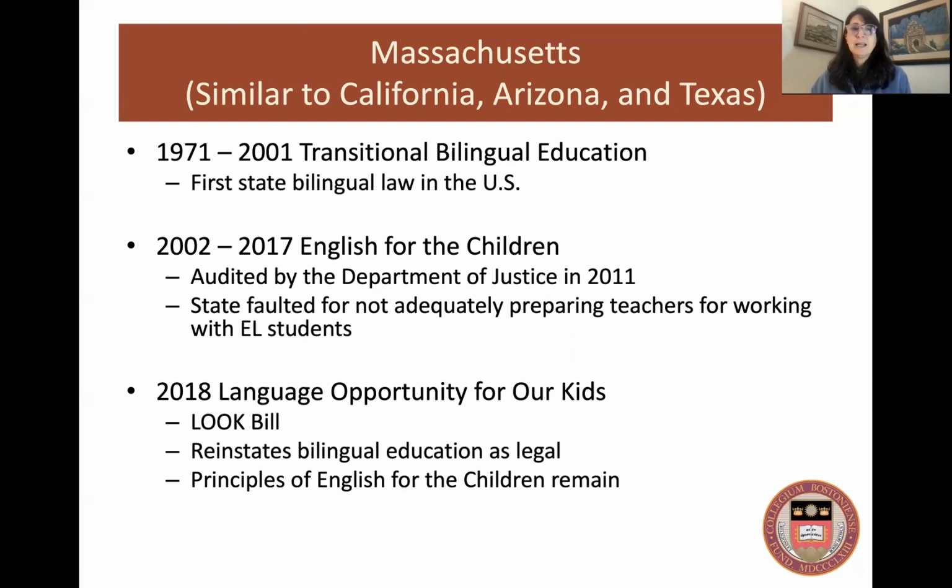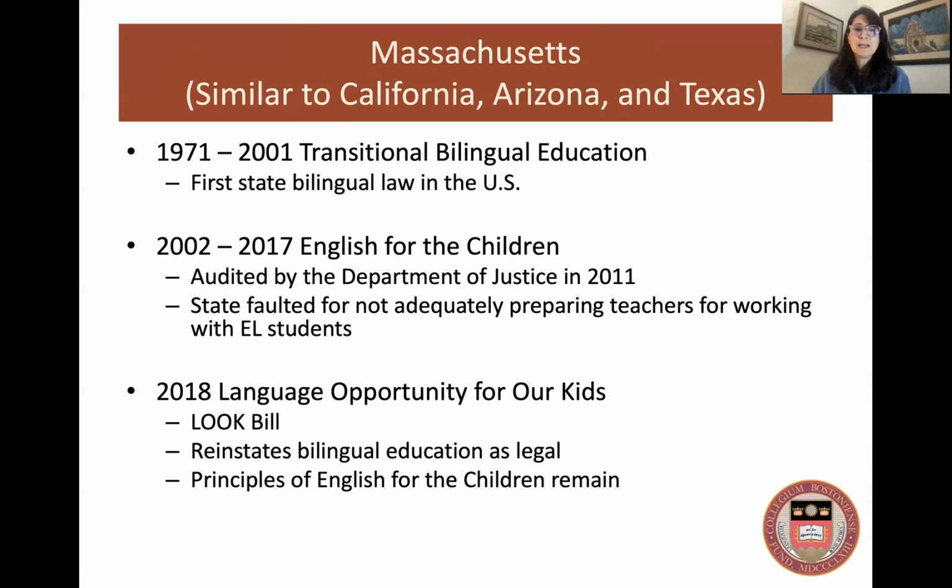In 1971, being the first state to have a law for bilingual education, it went to becoming an English for the children, English-only state for 15 years, audited by the Department of Justice in 2011. And the state was faulted for not adequately preparing teachers for working with English learners. So that was the conclusion when it was audited. Instead of concluding that the law was wrong, the policy was not research-based, the conclusion was that the problem was that the teachers were not adequately prepared.